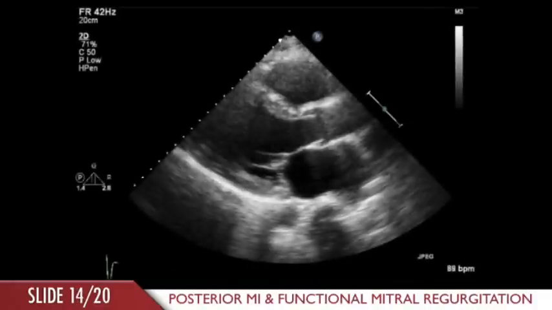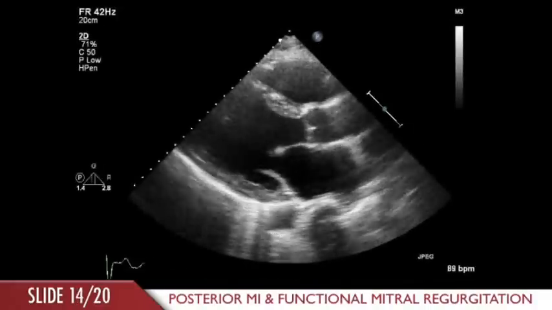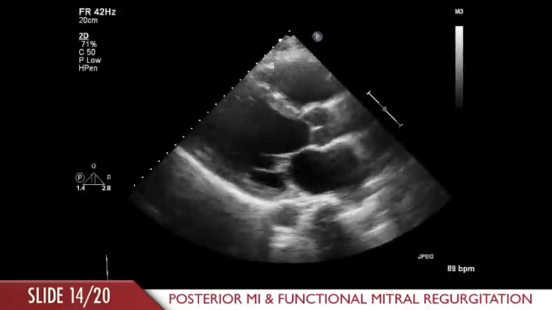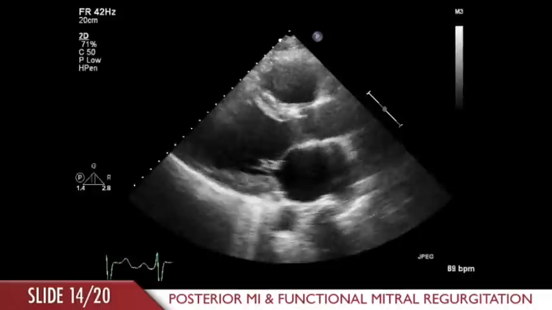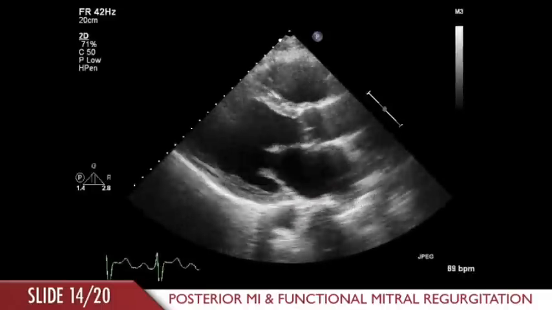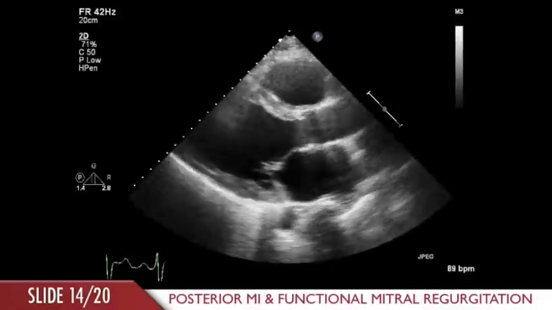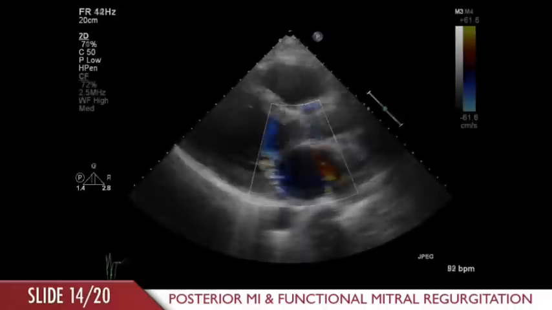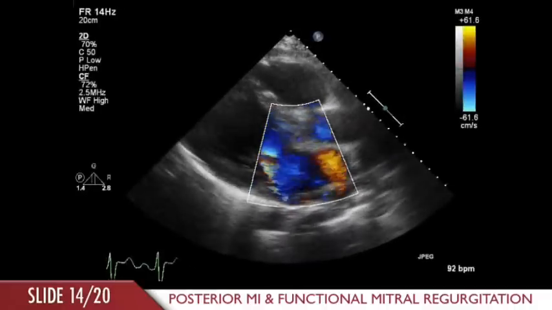These parasternal images were recorded in a patient with a posterior wall myocardial infarction and functional mitral regurgitation related to apical tethering of the posterior leaflet. Notice the abnormal coaptation pattern of the leaflet, with the anterior leaflet behind the tip of the posterior, and the highly eccentric mitral regurgitation jet.